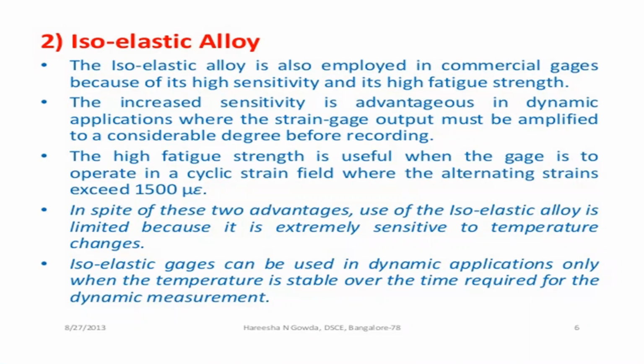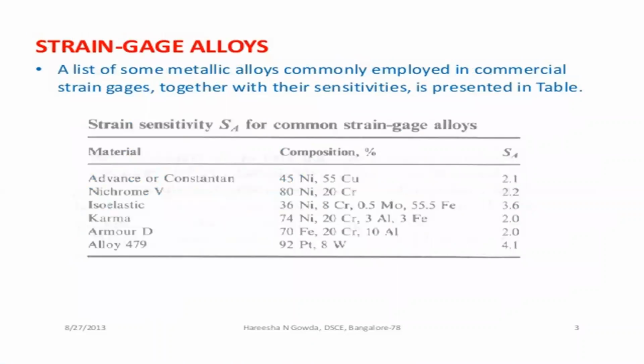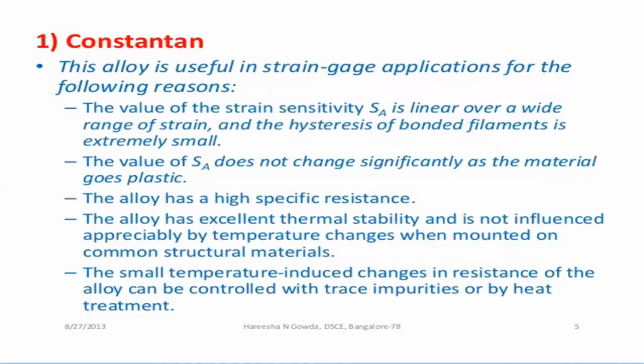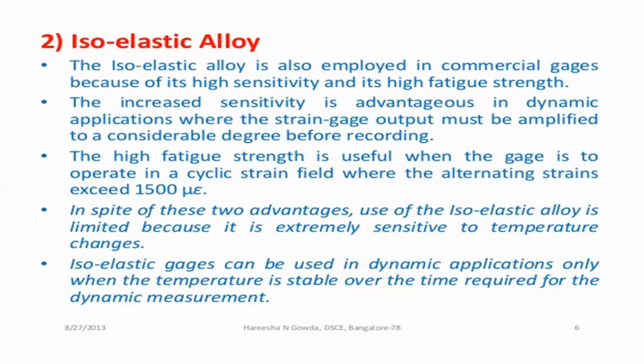isoelastic alloy. So how does this isoelastic alloy work? You can see the isoelastic alloy is also employed in commercial gauges because of high sensitivity, and it has high fatigue strength. What are the isoelastic alloys you can use? It is nickel, chromium, molybdenum, and ferrous. In maximum amount we are using 55.5% ferrous, 36% nickel, 8% chromium and 0.5% molybdenum. So these are the different composite materials used in the isoelastic alloy.